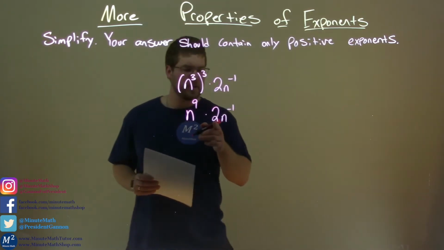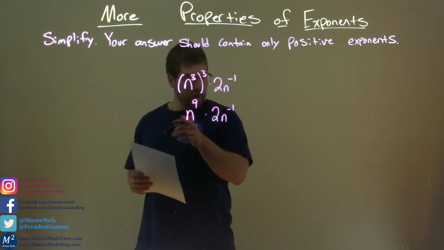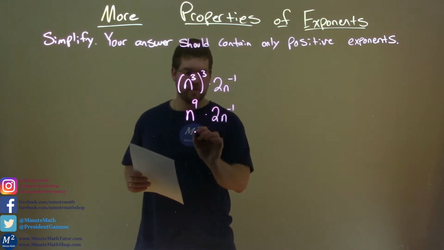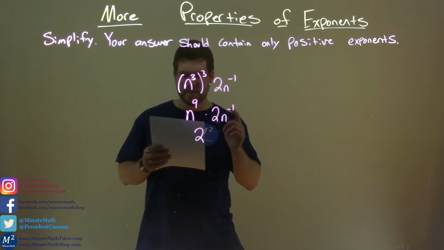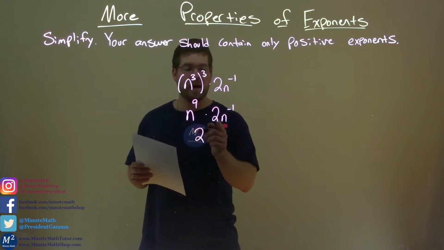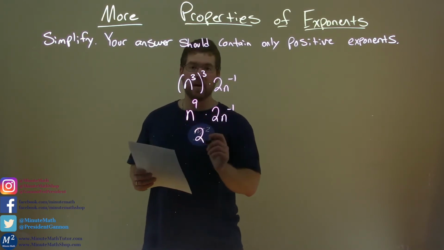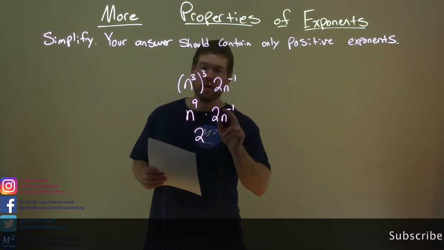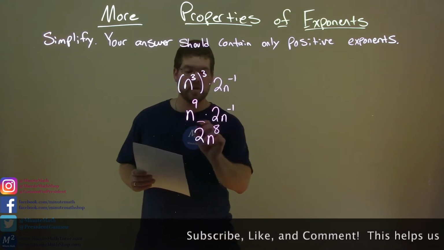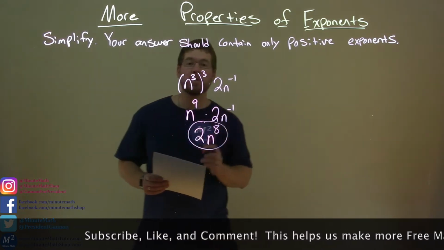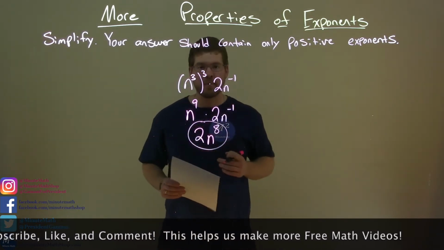Again, let's look at the coefficient. 2 times the 1 in front of this coefficient. 2 times 1 is just 2. And now we have the n's. n to the 9th power times n to the negative 1 power. Here we have the same base. We add the exponents. 9 plus a negative 1 is an 8. So we have n to the 8th power, and now we're done. We have 2n to the 8th power as our final answer.